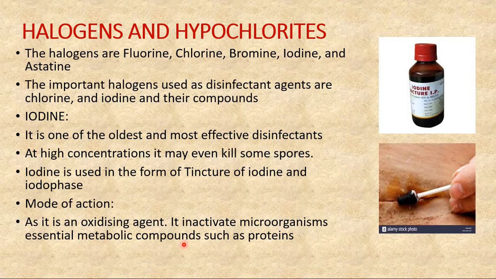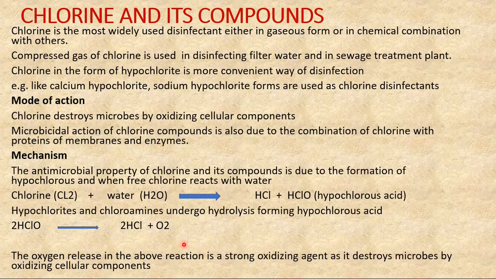Then coming to another important halogen, that is chlorine. Chlorine and its compounds can be in any form, such as the hypochlorous form. Chlorine is the most widely used disinfectant, either in the gaseous form or in chemical combination with others. Compressed chlorine gas is used in disinfecting filtered water and in sewage treatment plants. Chlorine in the form of hypochlorite is a more convenient way of disinfection.